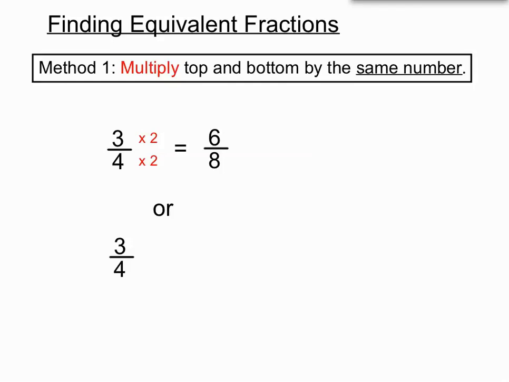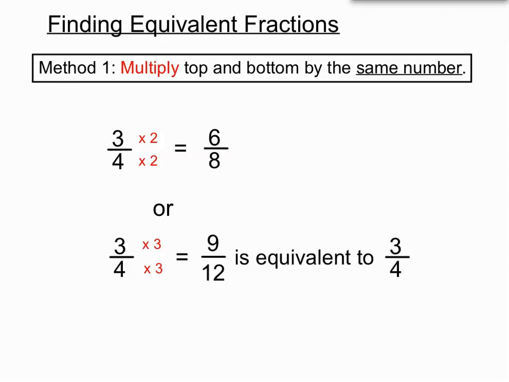Let's have a look at another example. Same fraction we're starting with. Let's get a different equivalent fraction to 3 quarters this time by doing something different to the top and bottom. As long as we do the same thing to both, let's multiply this time by 3 on the top and the bottom. On the top, 3 times 3 is 9. On the bottom, 4 times 3 is 12. So 9/12 is also an equivalent fraction to 3 quarters. As long as we do the same thing to the top and bottom, we're creating equivalent fractions. So that's multiplying top and bottom by the same number.